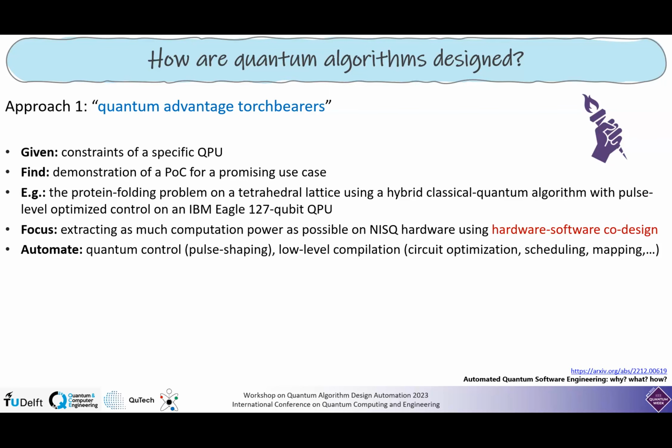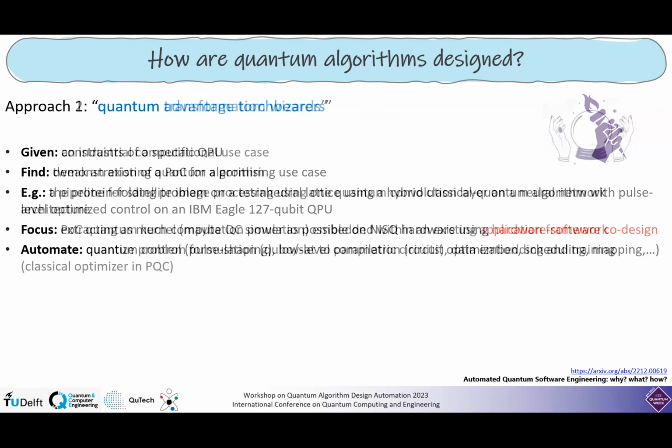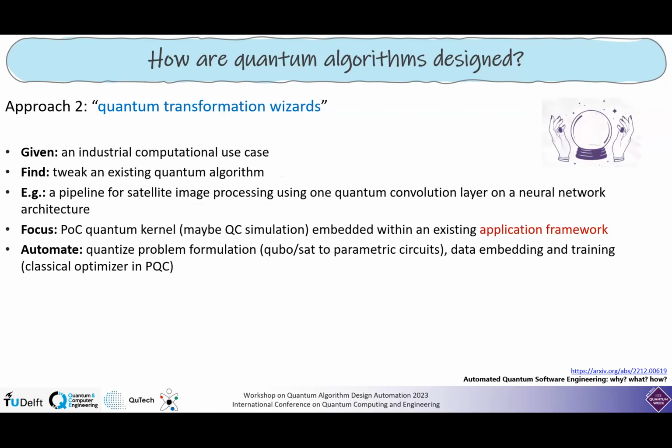Okay, so then the next approach, in my opinion, is quantum transformation research. They start exactly from the opposite side. They start with the problem that they want to solve in the world. That's the industrial use case, and then they tweak an existing quantum algorithm. So that's kind of similar to what I did for the future.